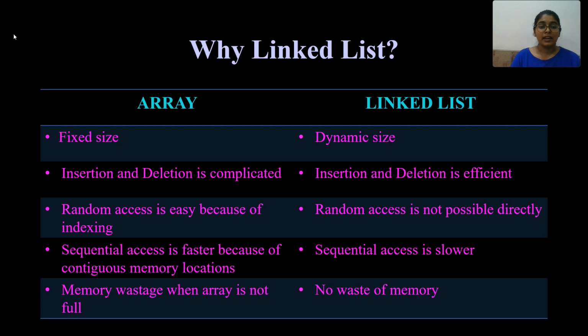Random access in array is easy because of indexing. Now this is a plus point of array as random access in linked list is not easy. We will have to perform traversing using a new pointer. In array, sequential access is faster because the memory is stored in contiguous memory locations, while in linked list, sequential access is slower. In array, memory wastage occurs when the array is not completely filled, while in linked list, no wastage of memory occurs. So this was about the topic.